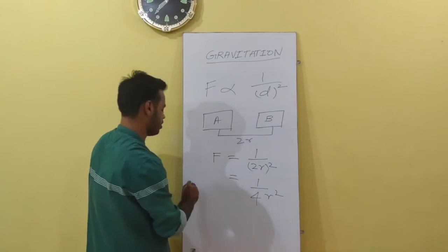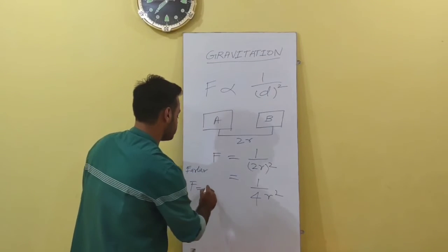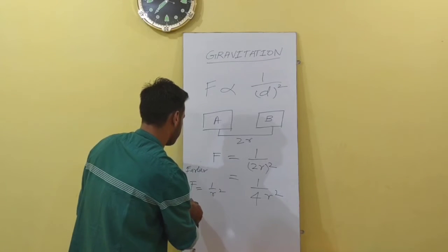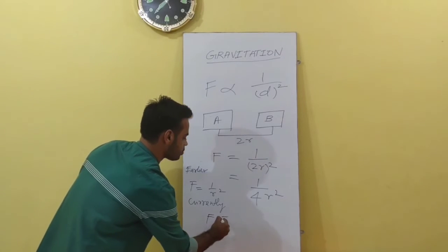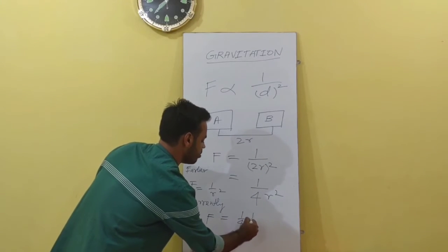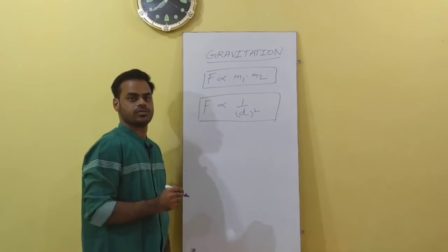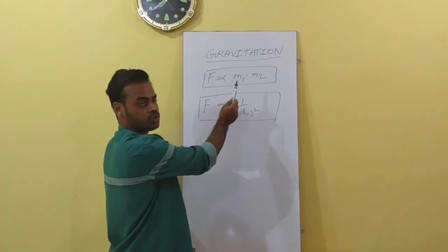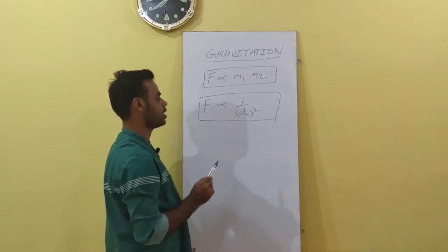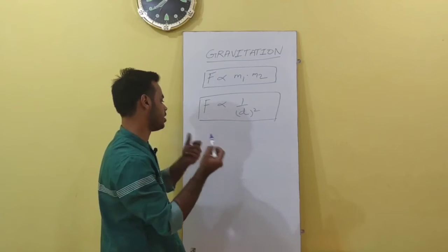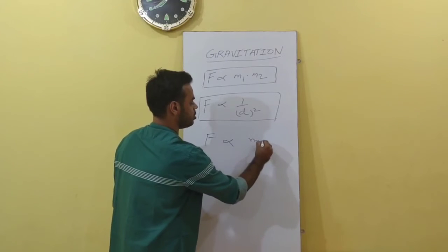So earlier the force was F is equal to 1 by r square. Currently, the force is F is equal to 1 by 4 times 1 by r square. That is, the force has reduced this time, it has become F by 4. So our first relation was F is directly proportional to the product of masses m1 into m2, and our second relation is F is inversely proportional to the distance square. Combining these two relationships, we get the bigger relation, which is F is proportional to m1 into m2 by d square.